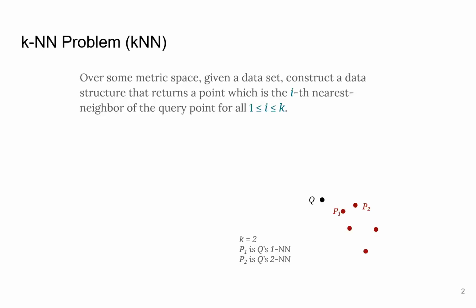Over some metric space, given a dataset, construct a data structure that returns a point which is the ith nearest neighbor of the query point for all i from 1 to k. In this illustration, suppose k equals 2, and let the black point be the query point and all the red points be the points in the database. We say P1 is Q's 1NN and P2 is Q's 2NN.